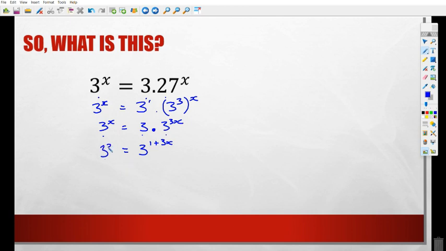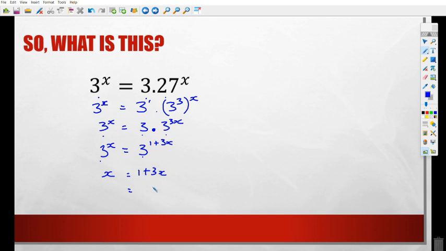So we've got 3 to the power of x on this side. Now I've got the same bases on both sides, so what does that mean? It means that my exponents are now equal to each other. So here I've got x is equal to 1 plus 3x, which are my exponents. How do I find the value of x? I get all my x's to one side and all my numbers to the other side.